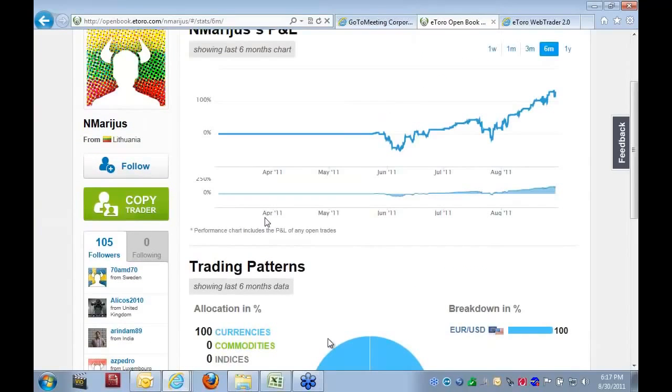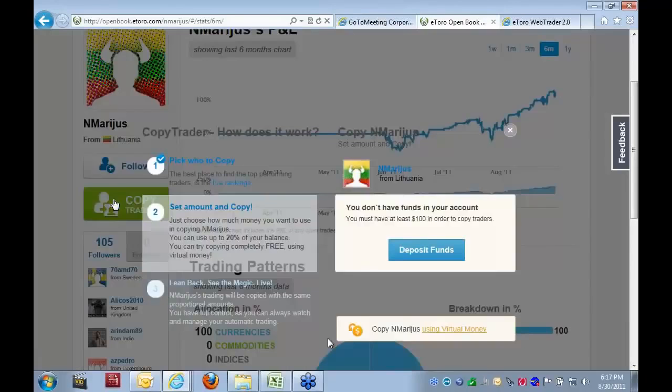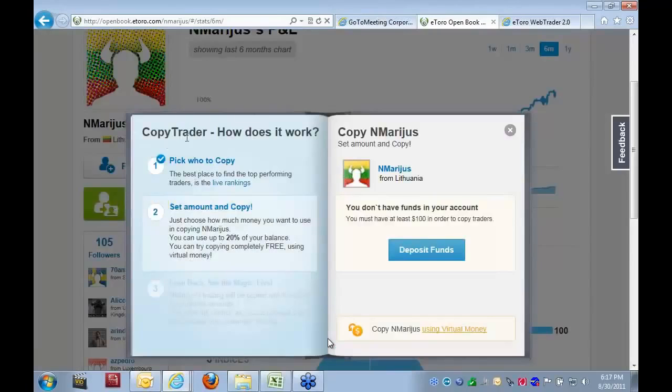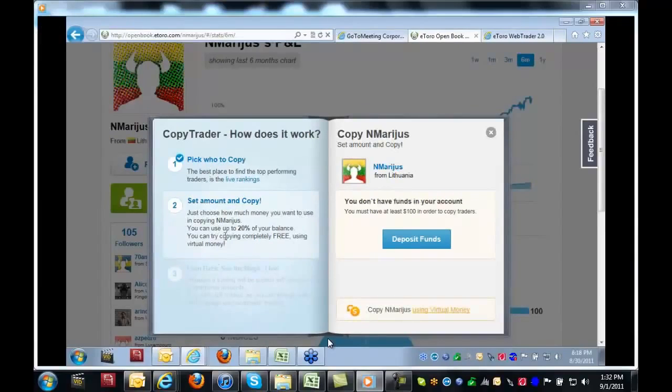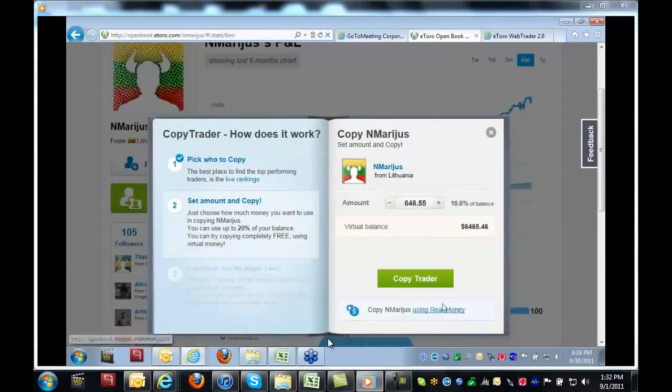And you know what I think? I think that this trader knows what he's doing with regards to the euro dollar. So when it comes to trading the euro dollar, I would like to copy everything that he does. Let me click on the copy trader and see what happens now. How does it work? Pick who to copy. The best place to find the top performing traders is the live rankings. We just did that. Set amount and copy. Just choose how much money you want to use in copying, and you can use up to 20% of your balance. You can try copying completely free using virtual money. Okay, I'm going to use my demo account here.